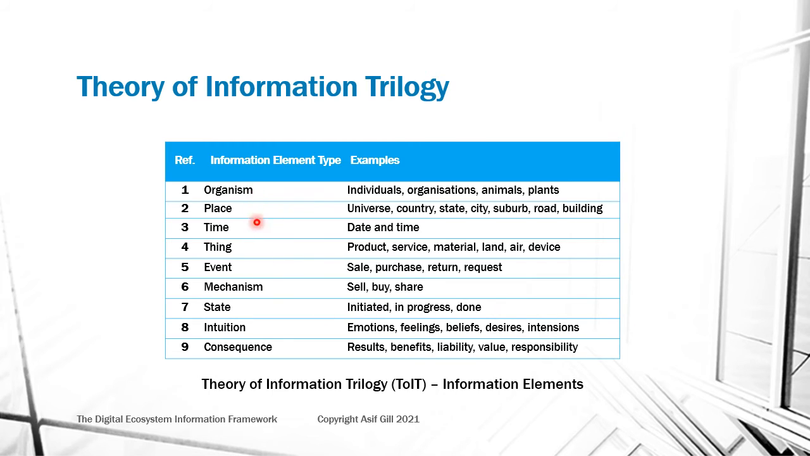Here are those nine elements. If you take an example for a specific ecosystem, whether health, business, agriculture, or any other ecosystem, we can see there are different actors, which we call organisms: individuals, organizations, animals, and plants. The place could be a university, country, or state, where those organisms exist or interact with each other. And there's a date and time of their interaction, and things involved in their interaction.